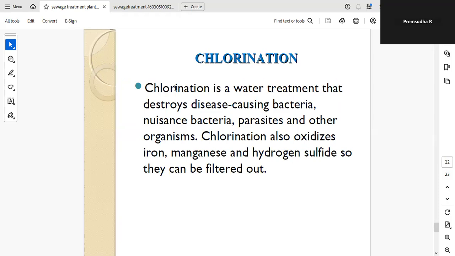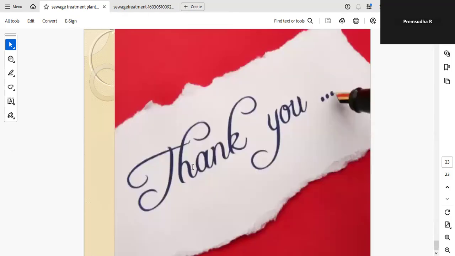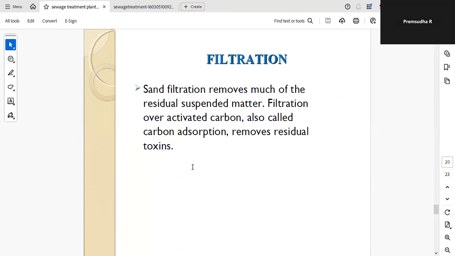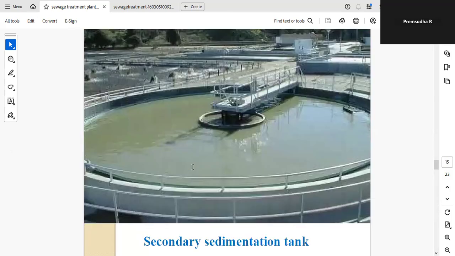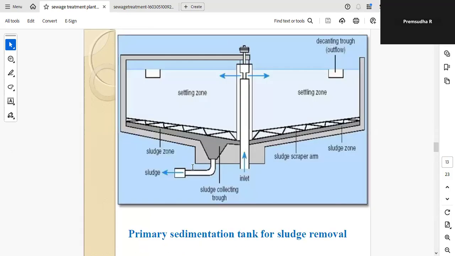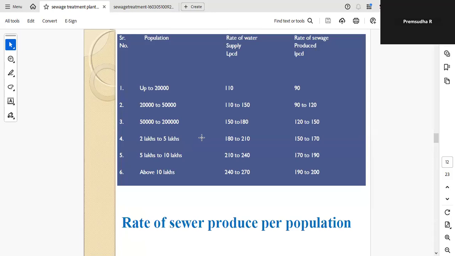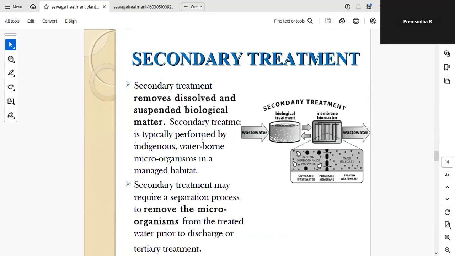This is the final treatment unit, chlorination. This is the water treatment that destroys disease-causing bacteria, nuisance bacteria, parasites, and other organisms. Chlorination also oxidizes iron, manganese, and hydrogen sulfide, so they can be filtered out. So with this, I will end the sewage treatment lecture. In the next class, I will explain sludge treatment in depth.